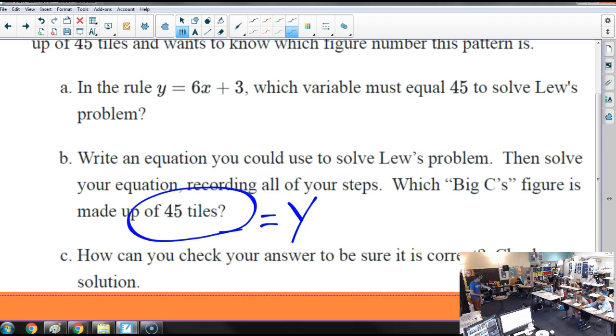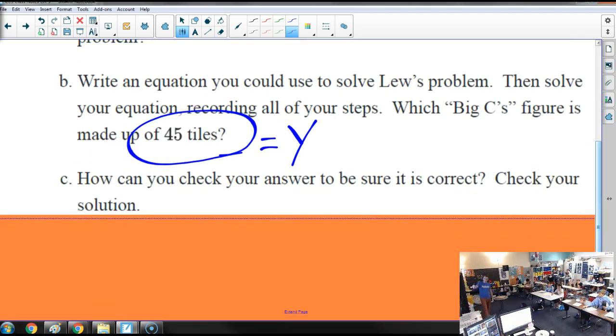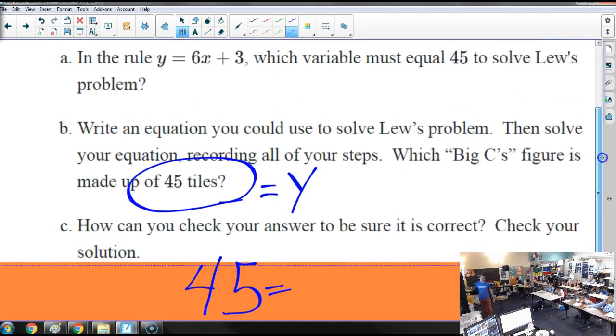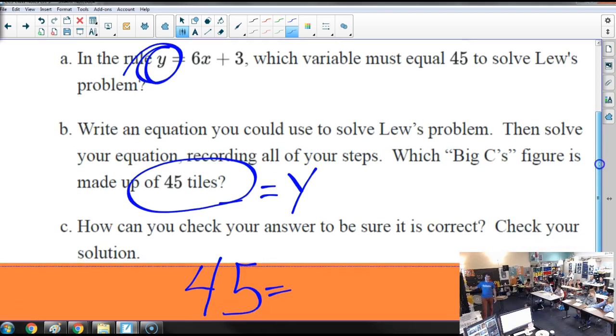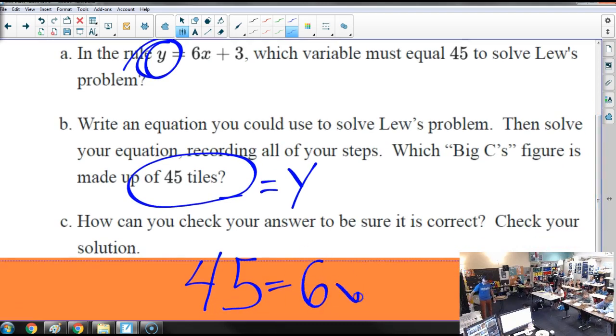What Bear said was this is different because we've now been given the output, the result, right? They said you have 45 tiles. It's the result. But we still have the same equation. So what Bear's about to talk through is how we find out what figure it is when we substitute this in. So please, on your paper, write out 45 equals 6x plus 3, because that is still our rule.